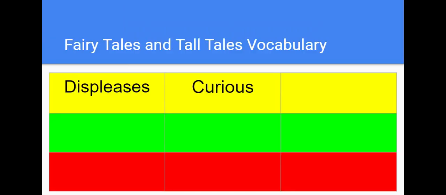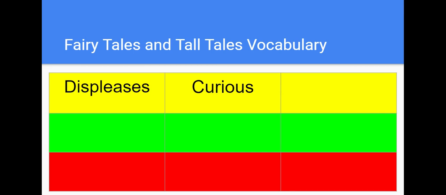Again, we heard some vocabulary from our first 2 read alouds. I'm going to read the word. After I read the word, you repeat that word with me. Displeases. Curious. Let's do it again. Displeases. Curious.